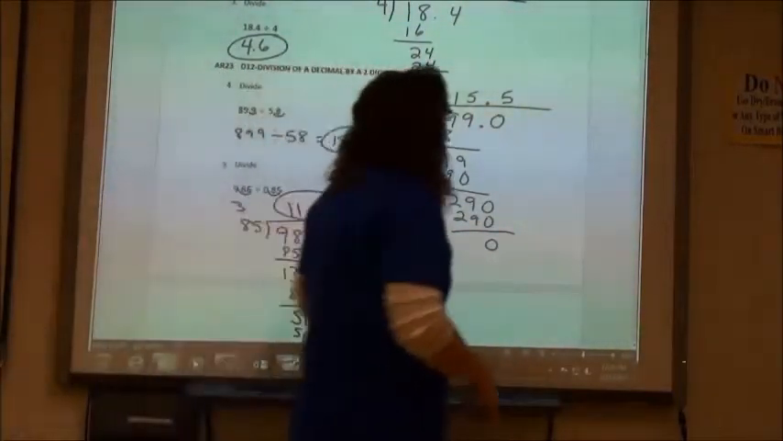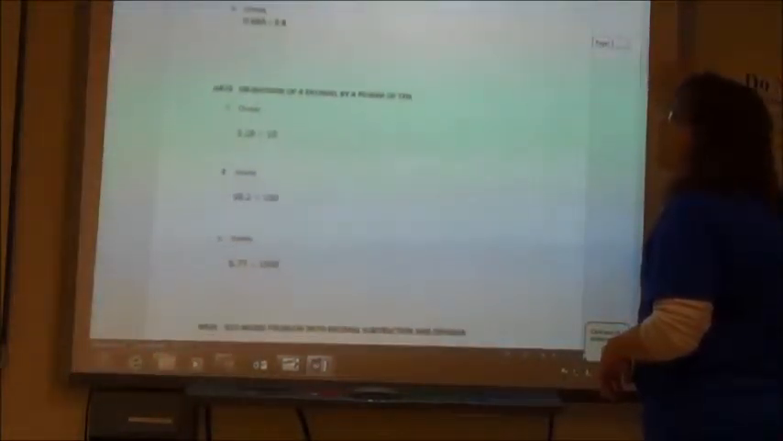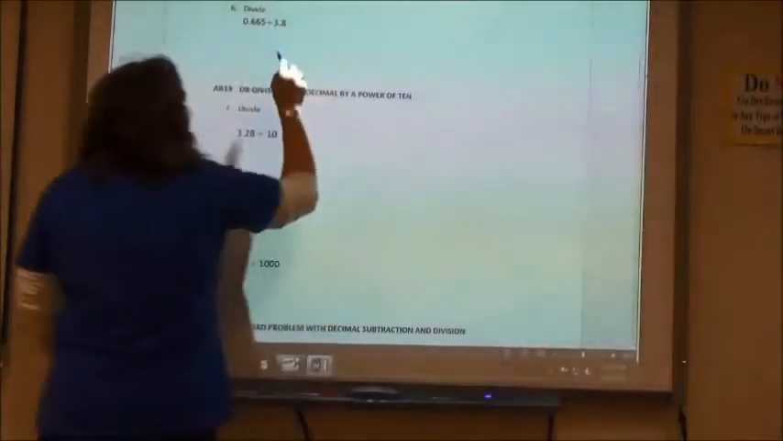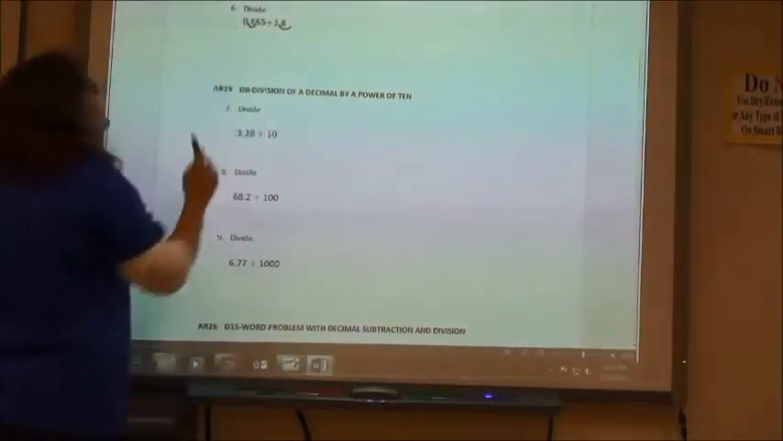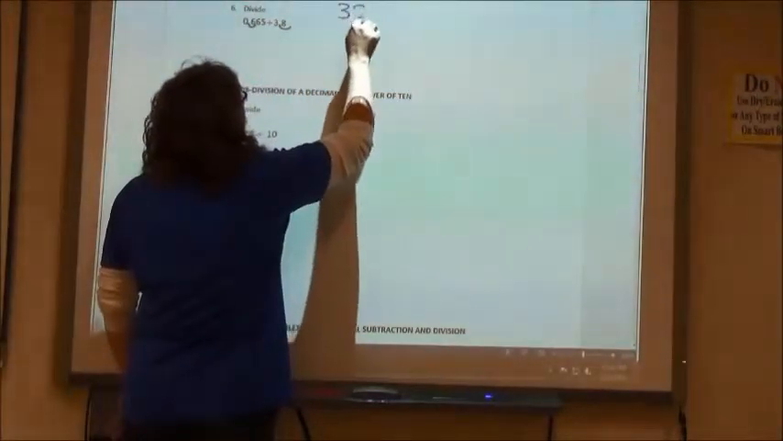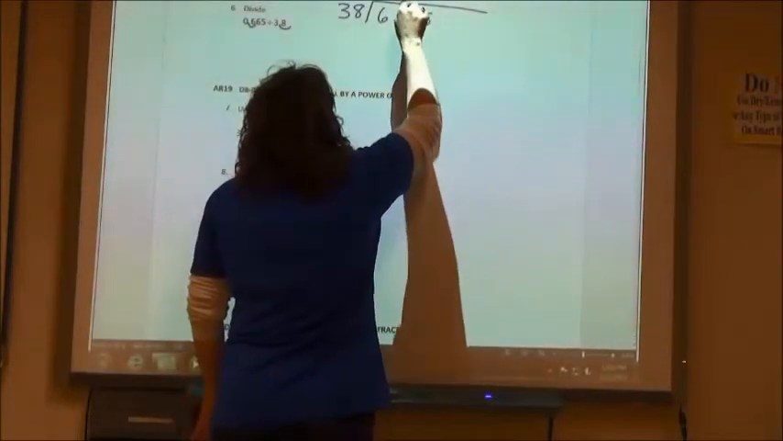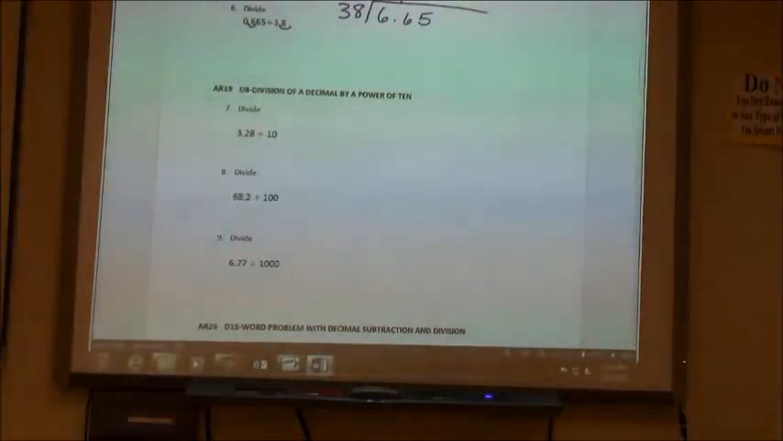So go ahead and do number 6 there on your paper. Oh, there's one that doesn't turn out to a nice whole number. I have to make the divisor a nice whole number, which means I'm only going to move my decimal one place. So 38 into 6.65 is what I'm going to end up doing.